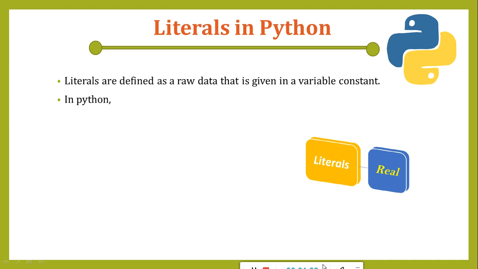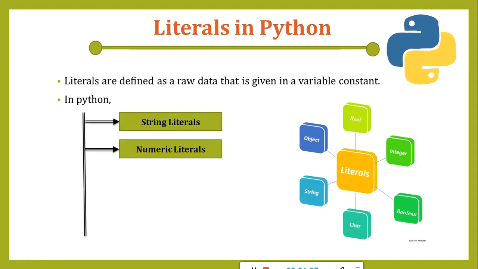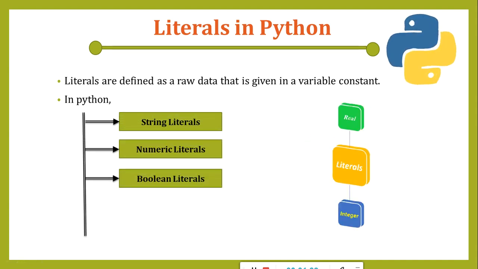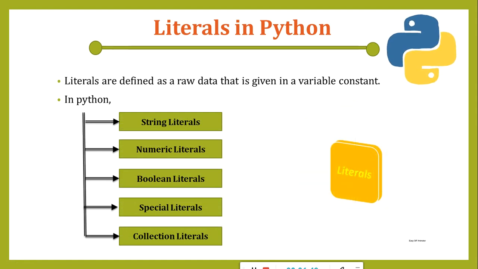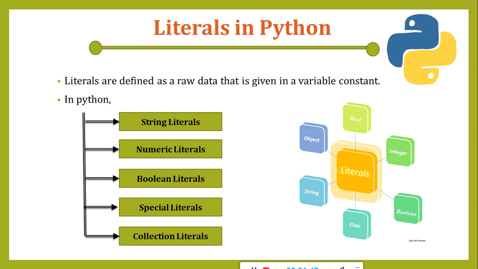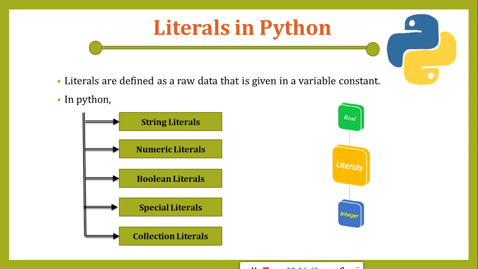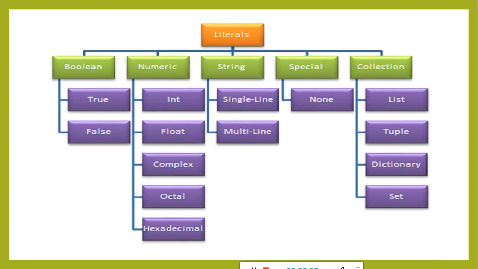So in Python we have different literals: string literals, numeric literals, Boolean literals, special literals, as well as collection literals. We are going to see these different literals in Python in detail in further slides. So let's start with the different examples of literals coming under these categories.